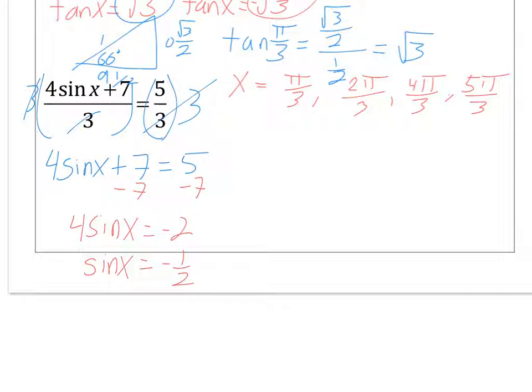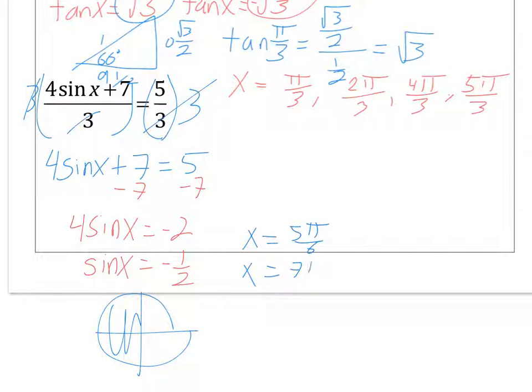Those are going to be my pi over 6 family, and those are going to be on the left side. So we're looking at x is equal to 5 pi over 6, and x is equal to 7 pi over 6.